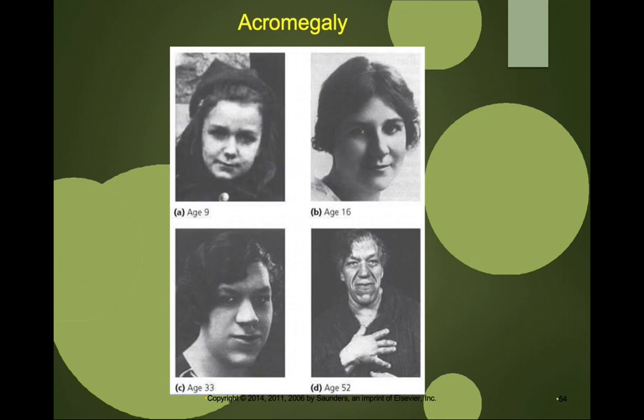Here's one. This is a famous one for acromegaly. Here's the young girl when she's 9. Then she's 16. At this point, probably her growth plates have closed, and now at age 33, look at the change in the facial features, and look at the change in the brow, look at the change in the forehead, look at the hands, look at the jaw, right? This is an anterior pituitary lesion where her body keeps pushing out growth hormone.